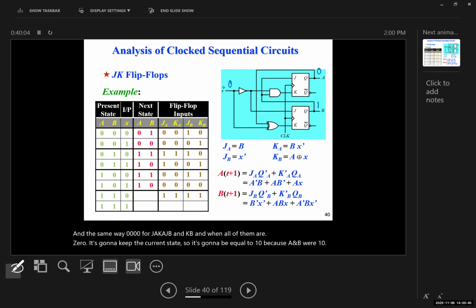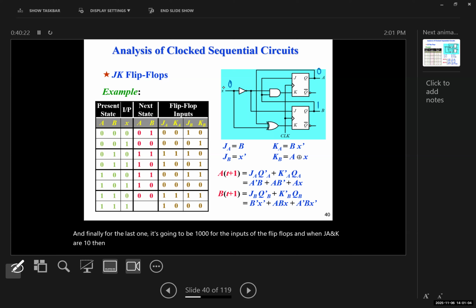And for the next one, it's going to be 1, 1, 1, 1. And when it's 1, 1, it's going to toggle. So because A and B are 1 and 1, the output will be 0 and 0. And finally, for the last one, it's going to be 1, 0, 0, 0 for the inputs of the flip-flops. And when JA and KA are 1, 0, then it's going to be a set. So the output would be 1. And when it's 0, 0, it's going to be no change. So it's going to be 1. So 1 and 1.